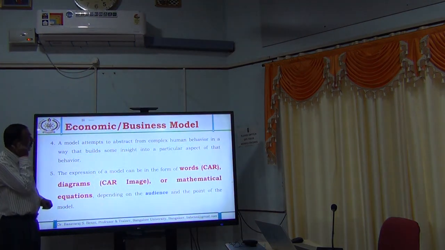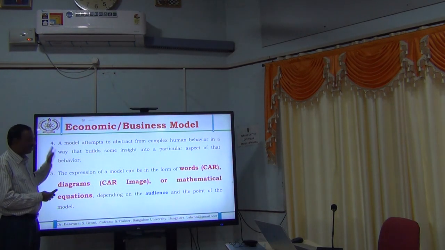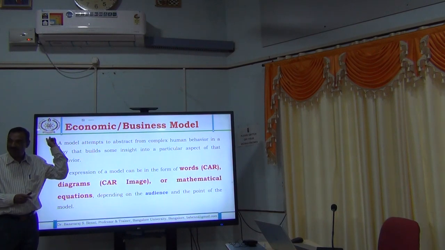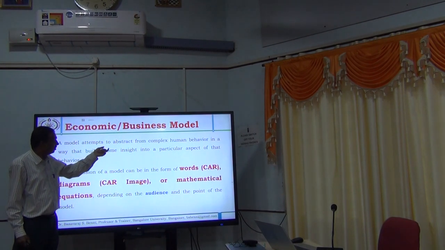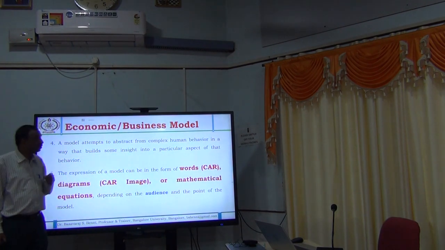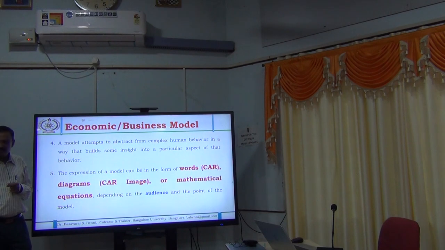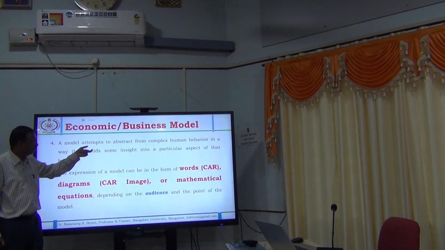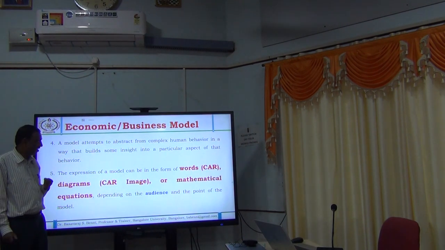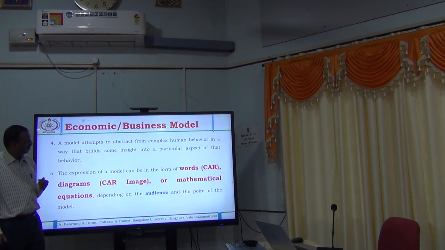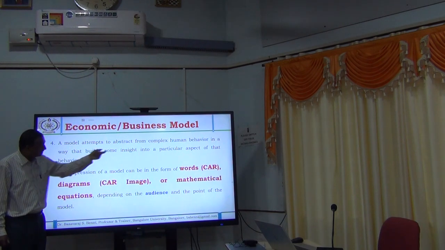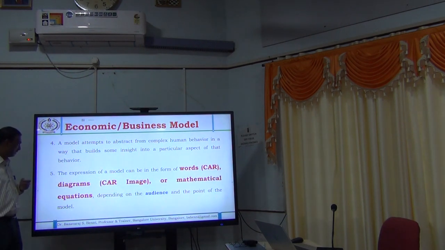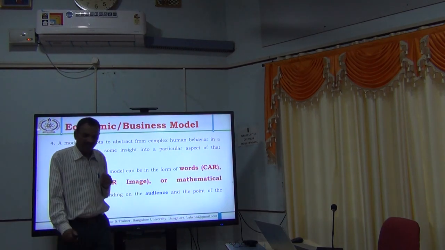Now look at the fourth point. We are still with the model only. What is the fourth point? A model attempts to abstract from a complex human behavior in a way that builds some insight into a particular aspect of that behavior. Very interesting.